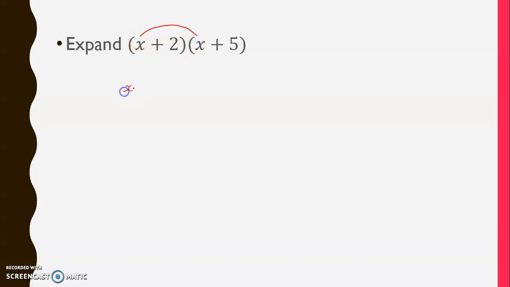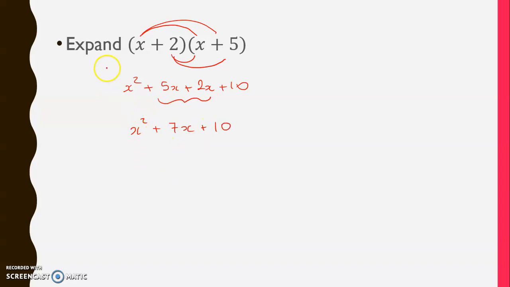x times x is x squared, plus x times 5, which is 5x, plus 2 times x, 2x, plus 2 times 5, which is 10. We can simplify this further to end up with x squared plus 7x plus 10. As you can see, by expanding two brackets, we end up with a quadratic expression of the form ax squared plus bx plus c.